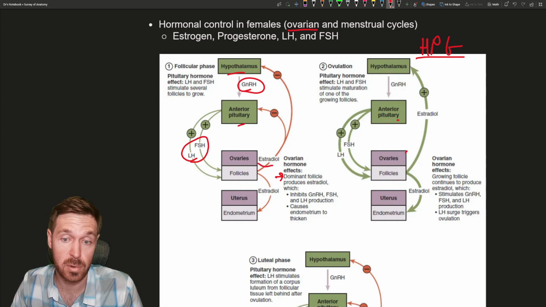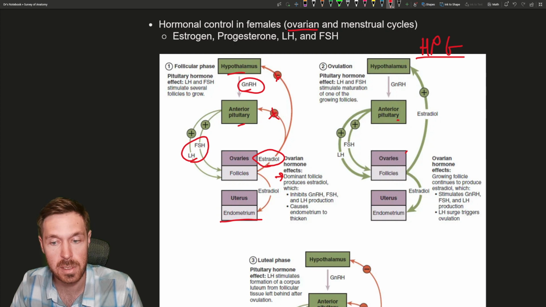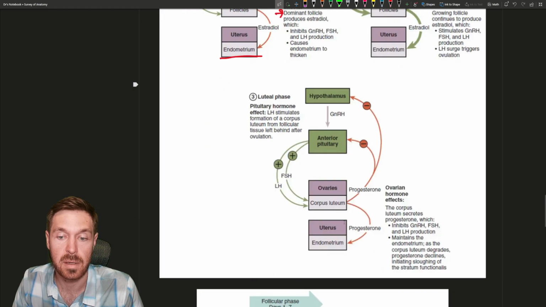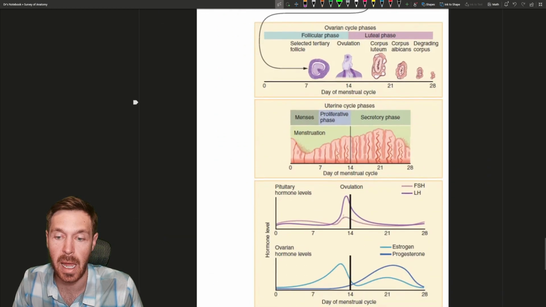It then begins producing estradiol, which is estrogen. Estrogen then causes a negative feedback and also causes the endometrium of the uterus, tying this in with the uterine cycle, to begin growing, because the production of estrogen says, okay, pregnancy could be happening soon if this egg is released and fertilized. So that's the follicular phase. The follicular phase is all about follicular development, so down here we can see that.